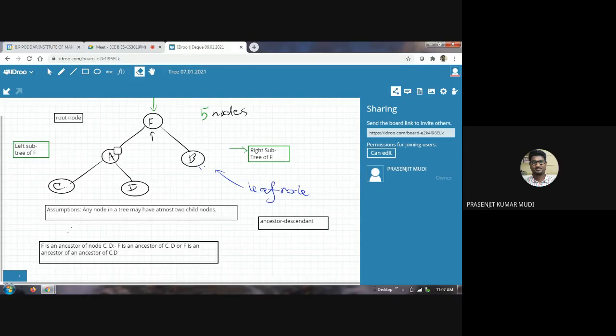So if we consider A, then C is the left child or left descendant of A, and D is the right child or right descendant of A.